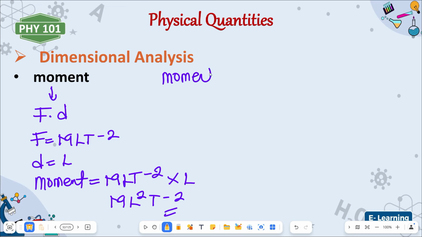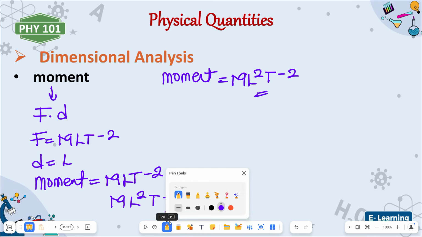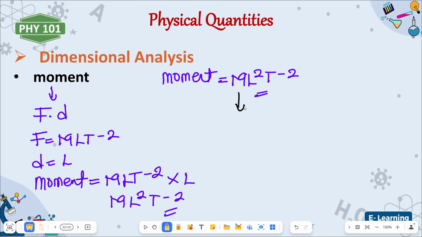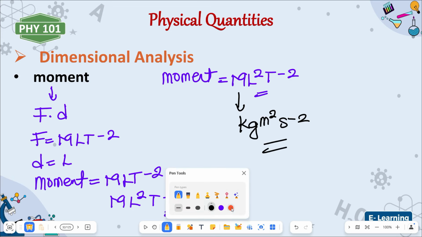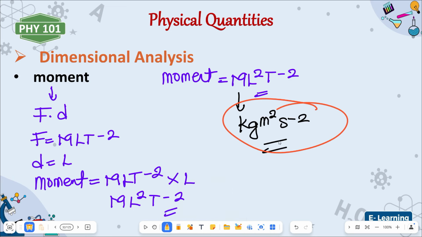So moment would be equal to ML squared T minus 2. From here, you should be able to get the units. M is mass, kilogram. L is meter. Time is in seconds. So you have something like this. And this is the answer to that question. All right? It's a very simple thing. Now let's look at the next one.